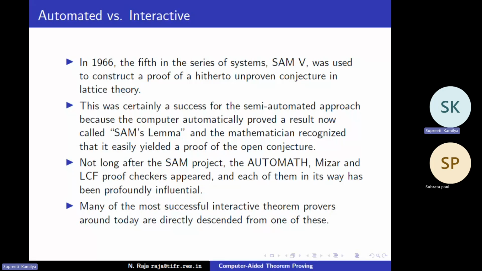With this semi-automated mathematics, the first successes came around what is now called Sam's lemma. There was an unproven conjecture in lattice theory, which came to be proved with the advent of interactive theorem provers. After that, several other major proof assistants appeared: Automath, Mizar, LCF. All these are still around today, and there are people actively working on developing these systems even now. There are several other theorem provers which have evolved from these.